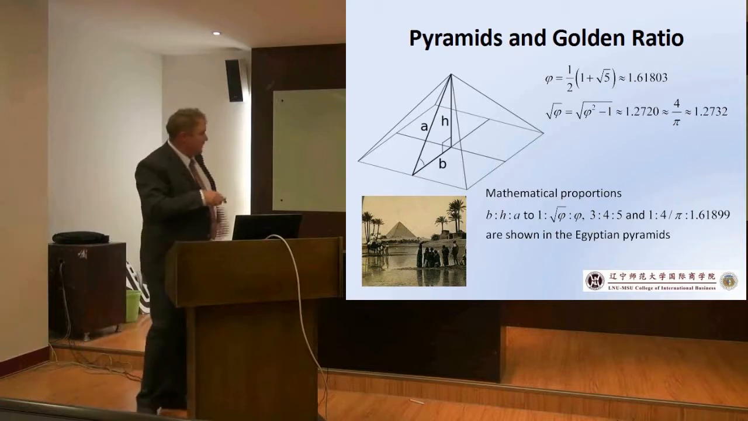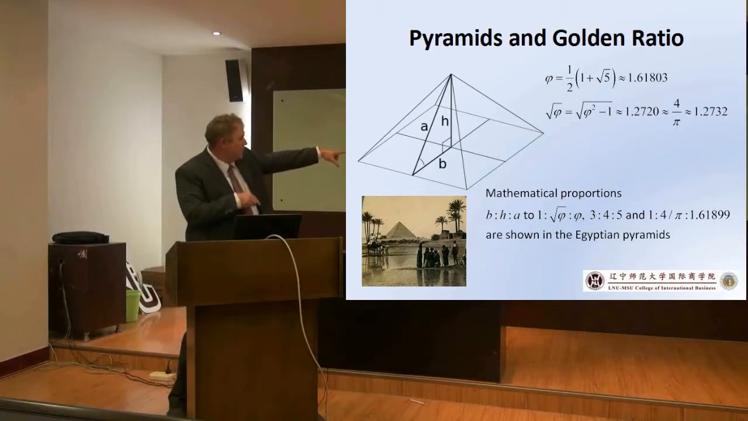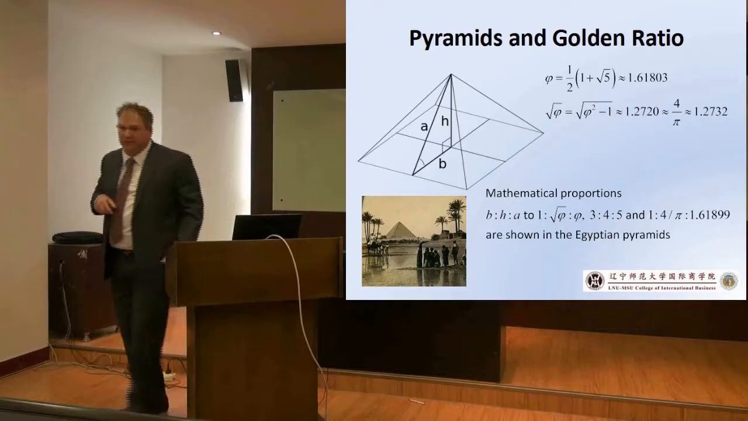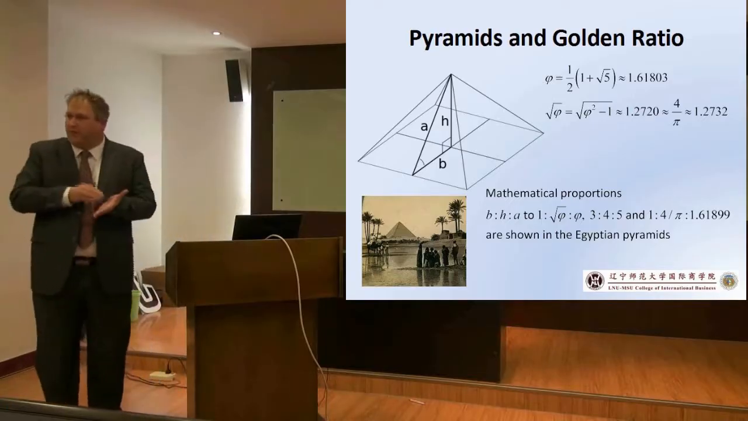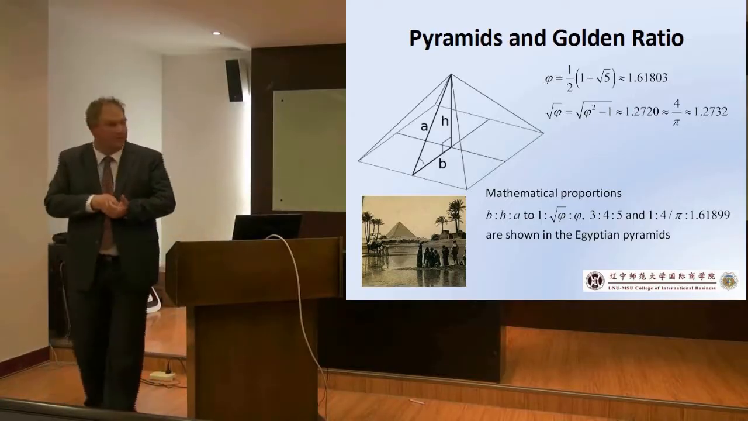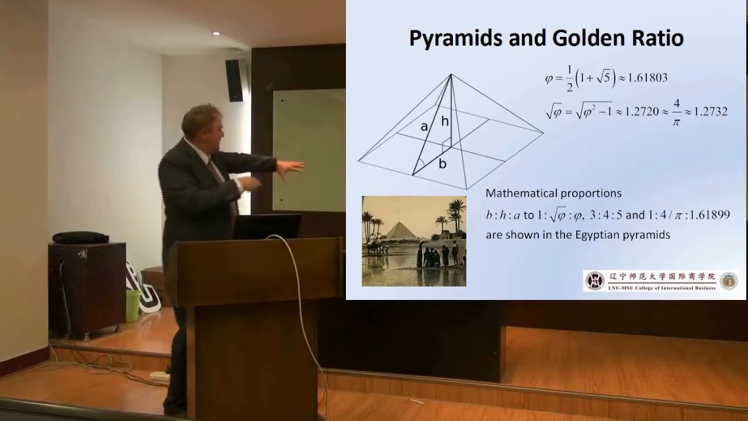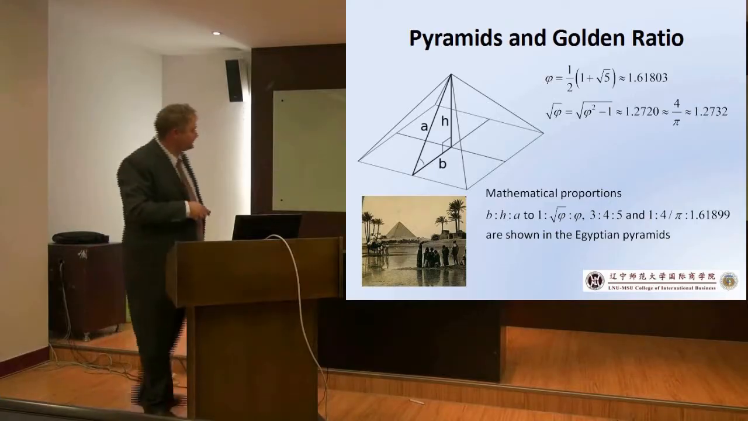And obviously the golden ratio and pi were known to the Egyptians, one of the most important numbers. Pi is probably the most important number. Okay? So just to give you an example of what we have here.